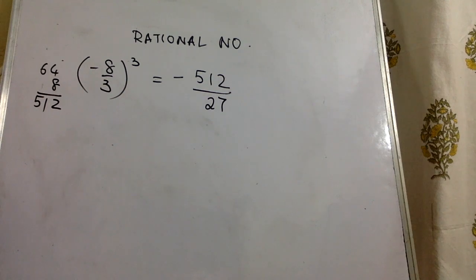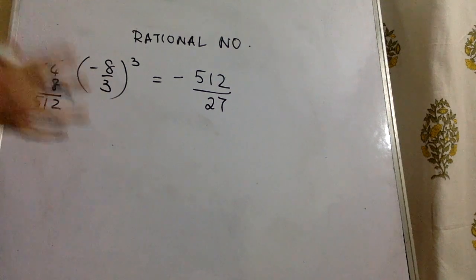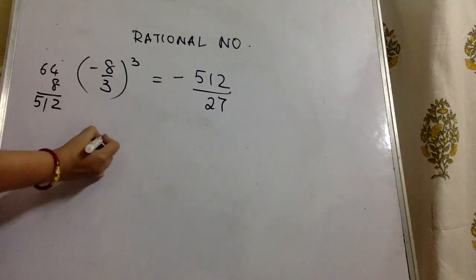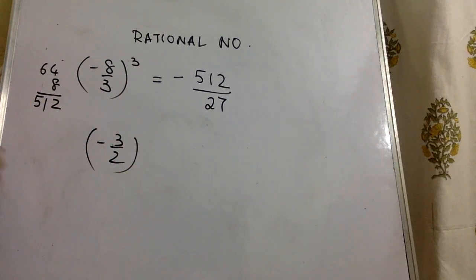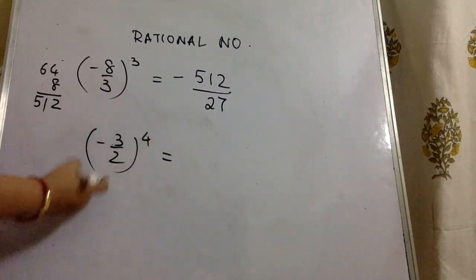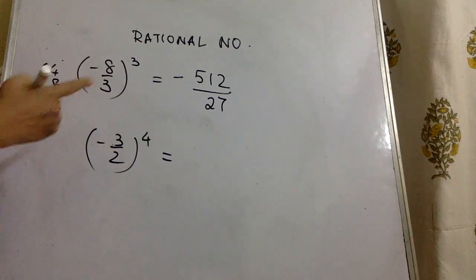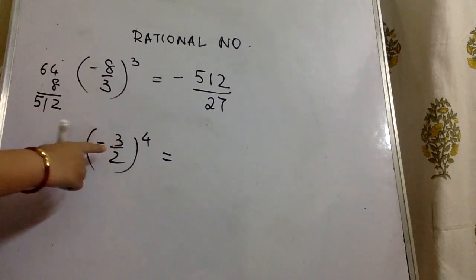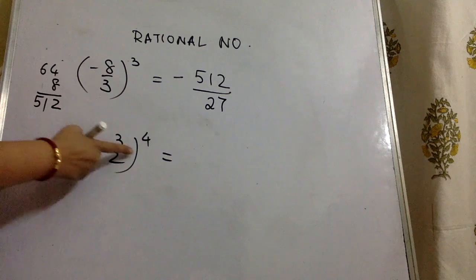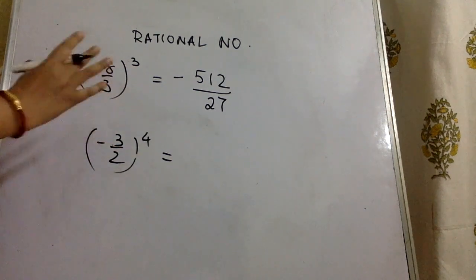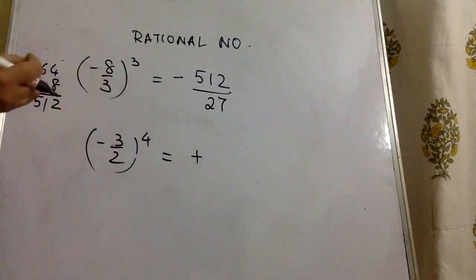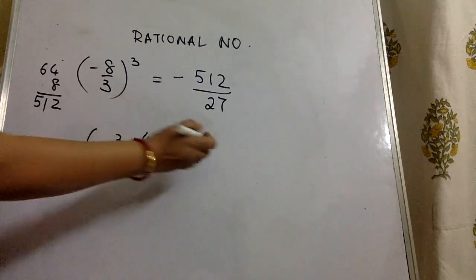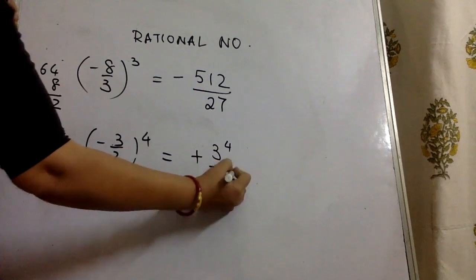Let me now take one sum where you have an even power and a negative fraction. Like you have minus 3 by 2 and then you have to the power 4. Even power, negative fraction. What do we do? The moment we see an even power, the minus disappears because it becomes positive. You can write a plus if you want to. If you don't want to write it, that is correct. 3 to the power 4.